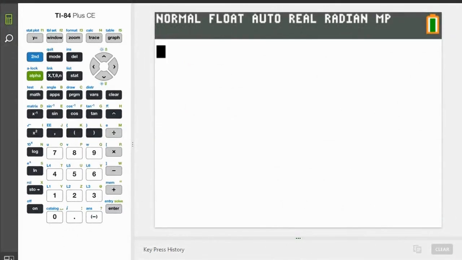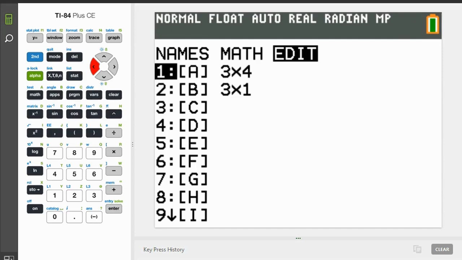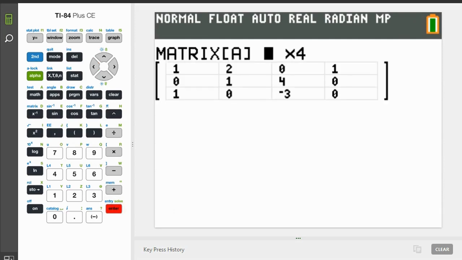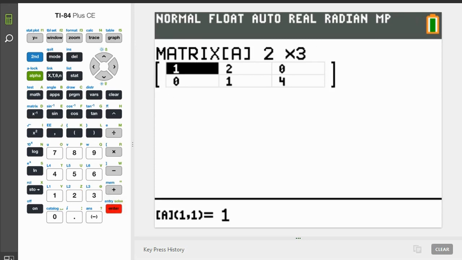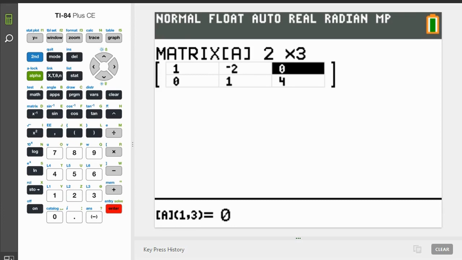So we will go to the matrix button, which if you hit second and then x to the -1, you go to matrices. There are names, math, and then edit. If we want to edit something, we go to edit, clearly. We will use a 2 by 3 matrix, the one that we just did. So x is 1, y is -2. It is important that you use the negative sign and not the minus sign. So there's a difference. The negative sign is down right by the enter, whereas the minus sign is in the typical spot. If you use the minus sign, you won't get the correct answer, and it will give you an error.